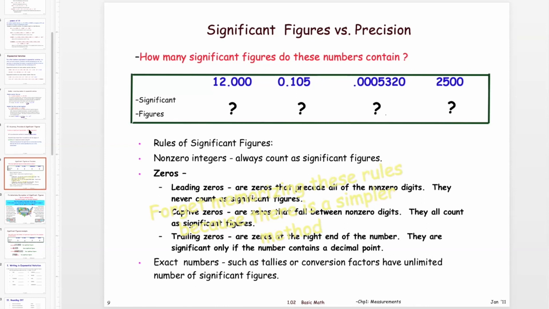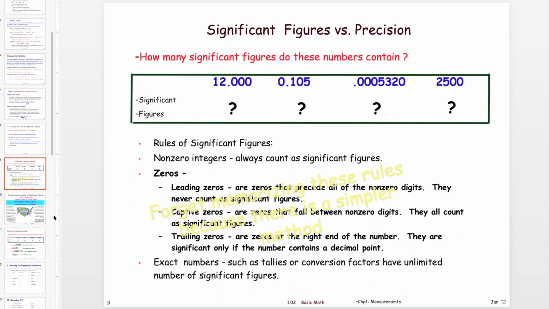How about 0.005320? How many digits of those are significant? Or 2,500, how many digits of those are significant? As it turns out, there are rules, and these are the rules right here. It tells you that leading zeros are not significant, trailing zeros may or may not be significant, but I have a trick for you. It's a simple trick, and you will never forget how to determine significant figures after this particular trick.